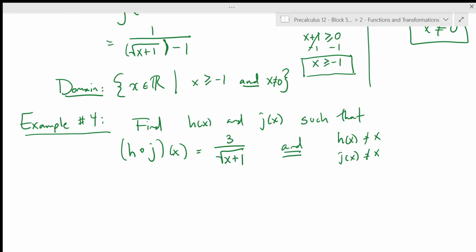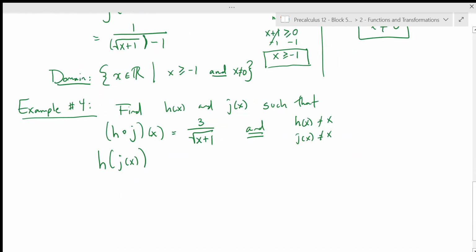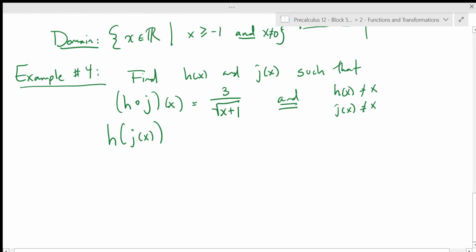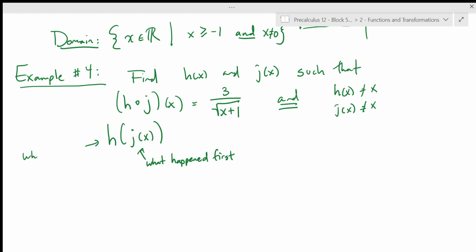So what we're trying to do when we're finding this is we have our h of j of x. We're really trying to look at our good old friend order of operations. So we want to sort of know within this function what happened first, and that's our j of x, and what happened after. So really what we're doing is we had an x, we did some stuff to it, we want to know what order that happened in.